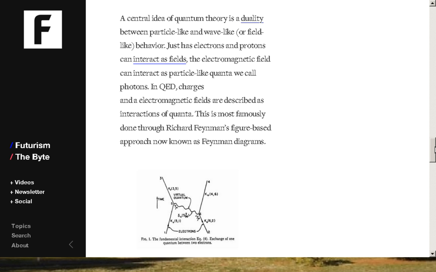So, it says right here, the central idea of quantum theory is a duality between particle-like and wave-like behavior. Just as electrons and protons can interact as fields, the electromagnetic field can interact as particle-like quanta we call photons. In quantum electrodynamic theory, QED for short, charges and electromagnetic fields are described as interactions of quanta. This is most famously done through the diagrams, etc.